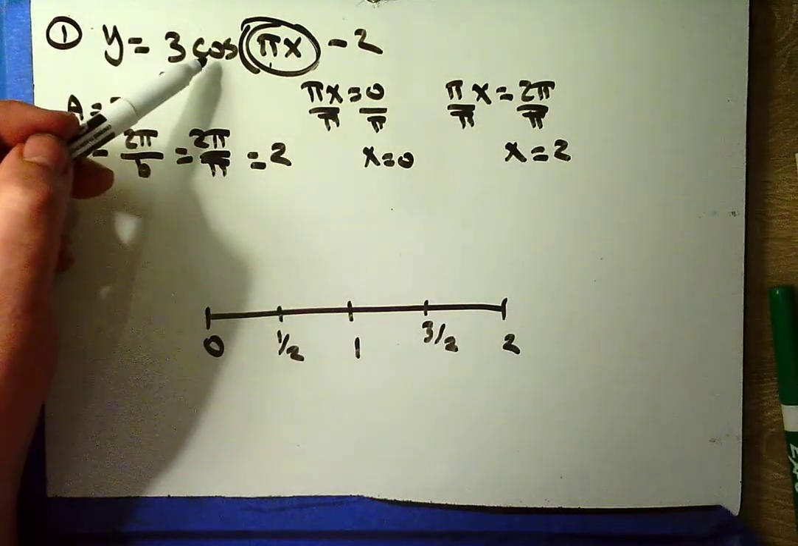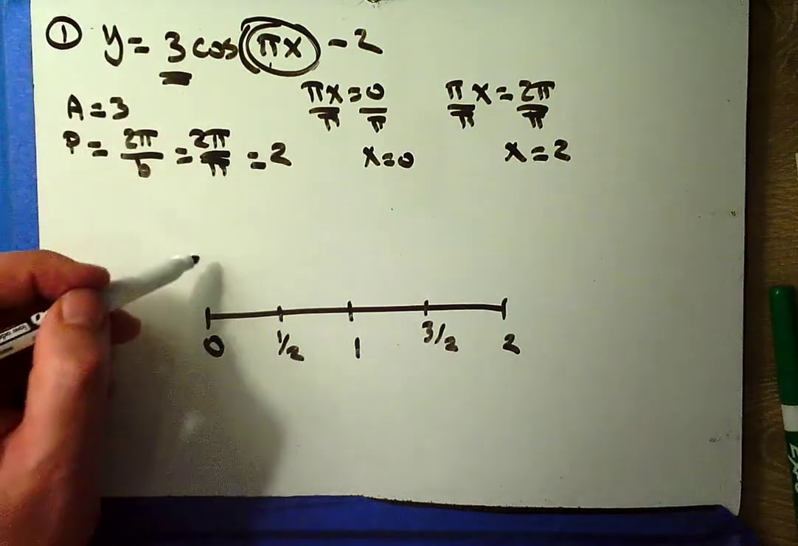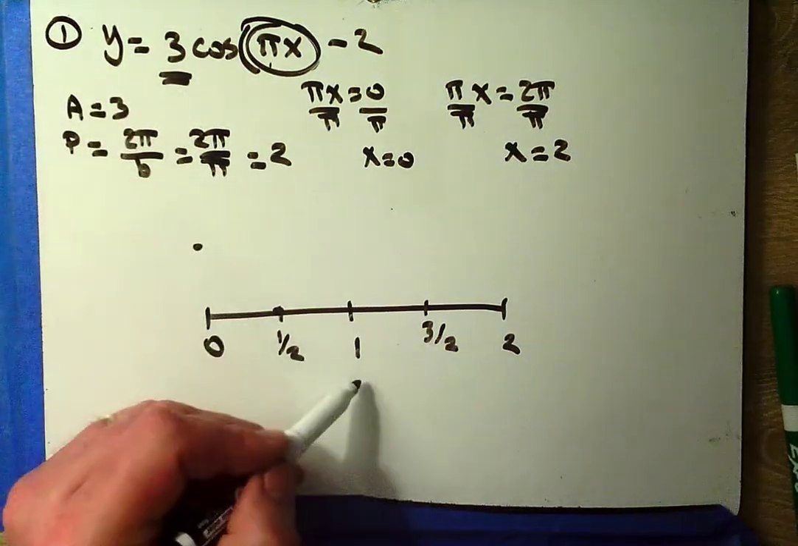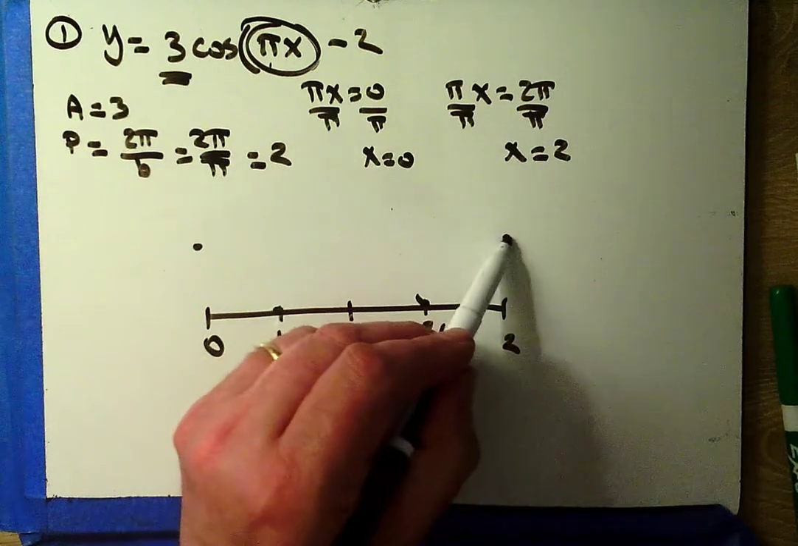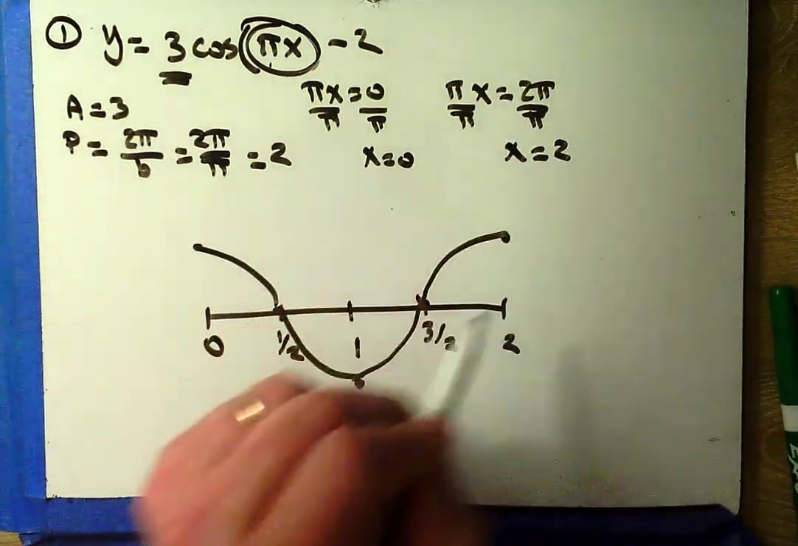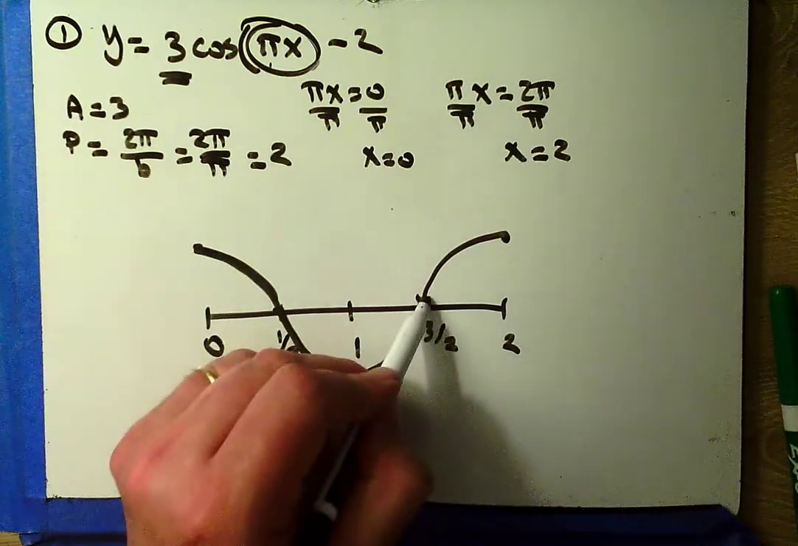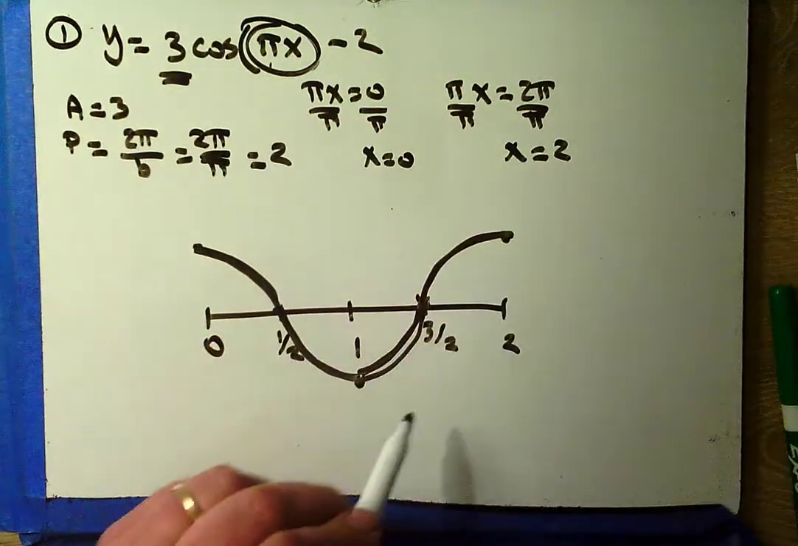Now it's a cosine function, so we're going to start with a positive cosine. So we're going to start high, go to the midline, down to the bottom, and then back up again. Please pay attention to concavity. Concave down, concave up, and concave down.